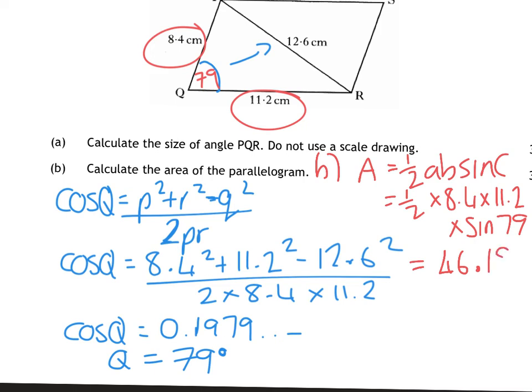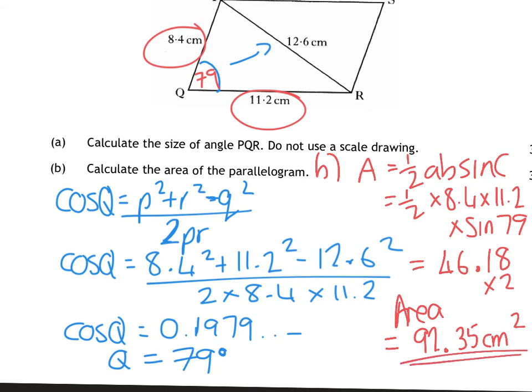So it gives you 46.175. So let's say that's one triangle. So the total area is 2 of them. So we need to times that number by 2. And it gives us 92.35. I'm using the exact answers, cm squared, because those triangles are identical.